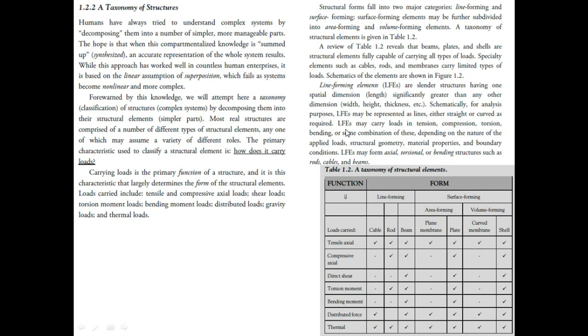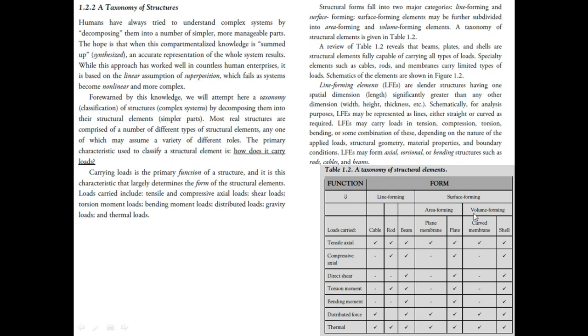Line forming elements can carry loads in tension, compression, torsion, bending, and some combination, which is studied next. It's called combined bending and axial loading. You can have a tensile load and a moment, or a shear load and a compressive load, or a bending load, a shear load, and a moment. So they become combined loading scenarios. They are complex loading analyses, which Inshallah we will study as the course proceeds. Line forming elements may form axial, torsional, or bending structures such as rods, cables, and beams.